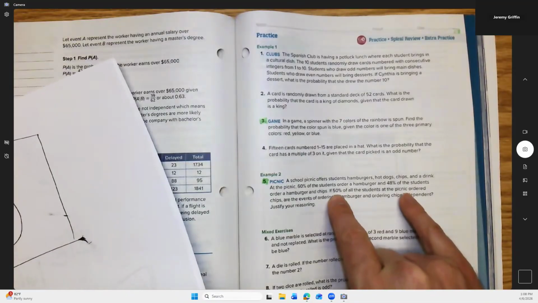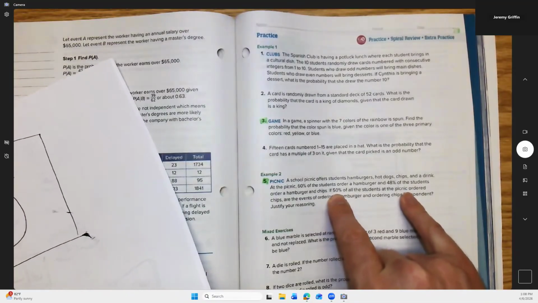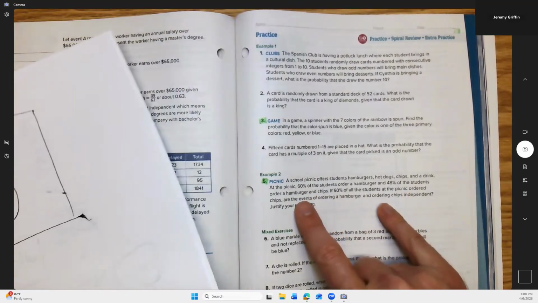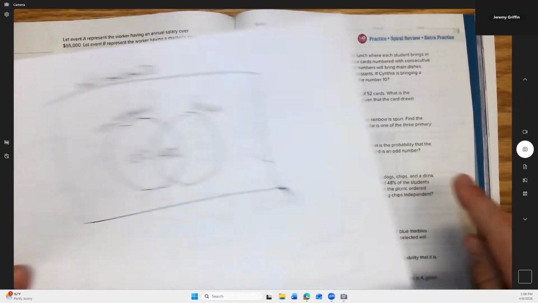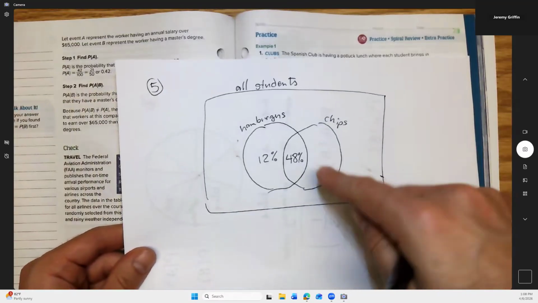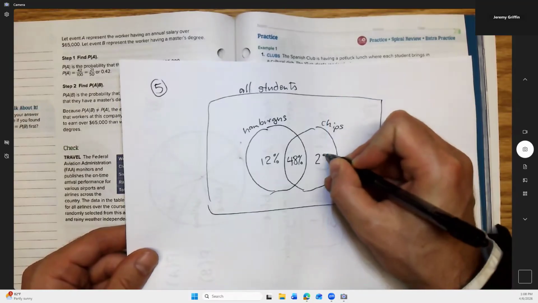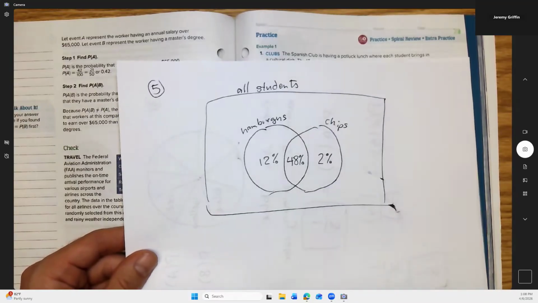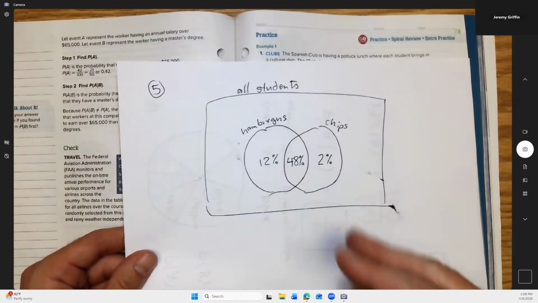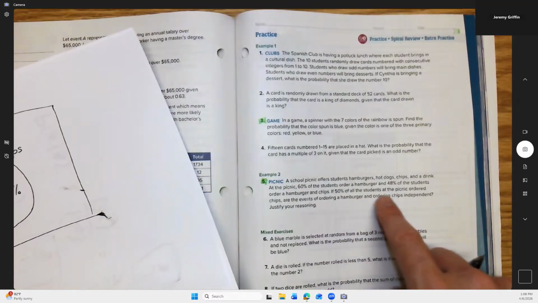All right, next statement here. 50% of all the students ordered chips. Oh, well, if 50% of all the students ordered chips, then I've almost accounted for everybody, but it looks like there's another 2% who ordered chips but not hamburgers, because that would create 50% ordered chips.